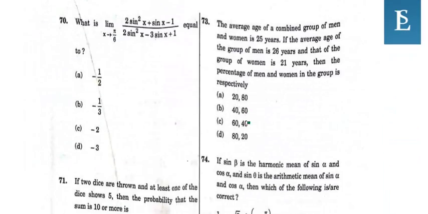Next question is what is the limit as x tends to pi by 6 of (2 sin square x plus sin x minus 1) upon (2 sin square x minus 3 sin x plus 1) equal to? So the right answer will be D. Okay, minus 3. So minus 3 will be the right answer for that.